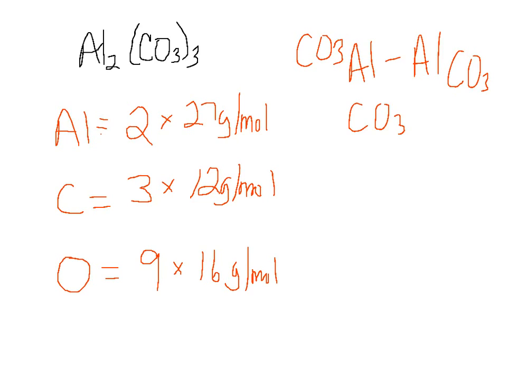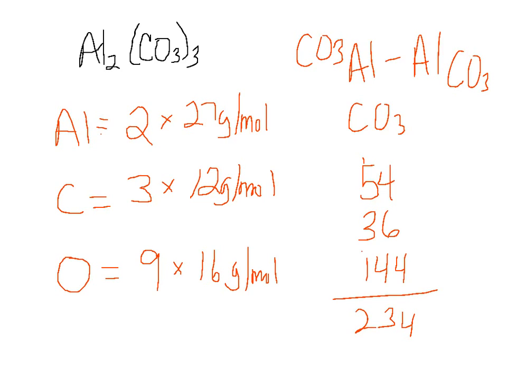So now I'm going to multiply them across by the number of each one that I have. So for aluminum I do 2 times 27, which is going to work out to be 54 from aluminum. 3 times 12 is 36, and 9 times 16 would be 144. And I'm going to add all 3 of those together, so I end up with 14, carry the 1, 6, 9, 13, carry the 1, 234 grams per mole. Again, that's the hardest example you would have to be able to do.